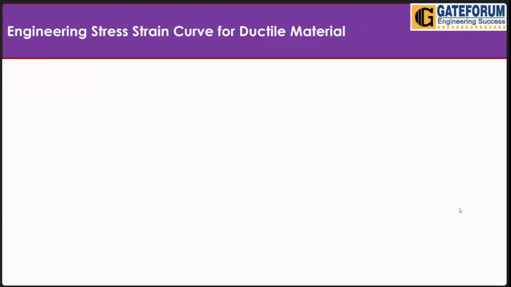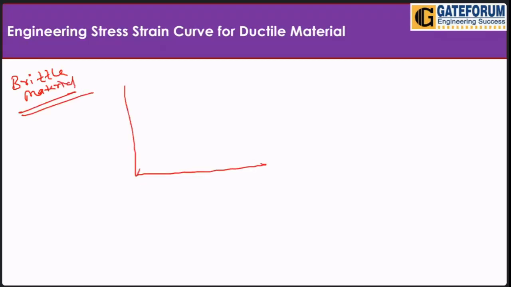Now we will move ahead and go for some other material also. For example, if somebody asks what will happen to a brittle material, how can we draw the stress-strain diagram for brittle material? For brittle material, we directly go to the fracture point F.